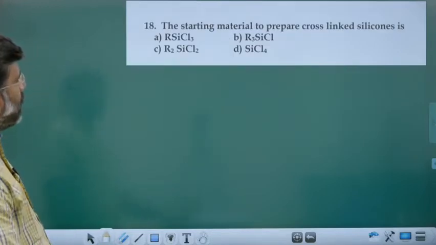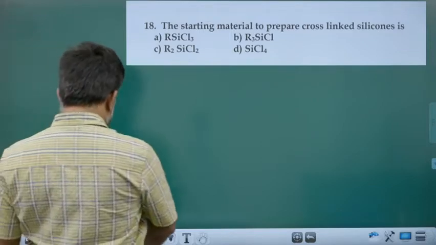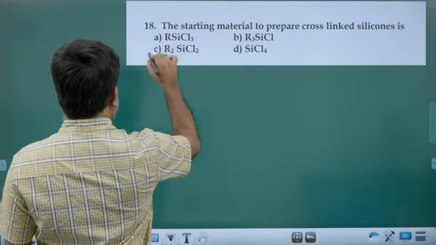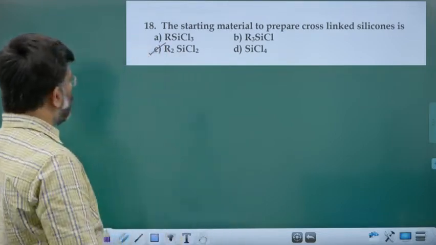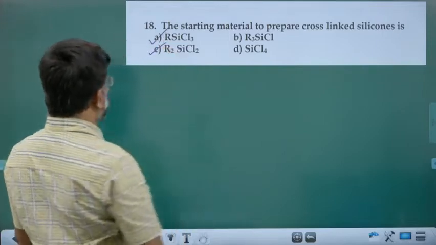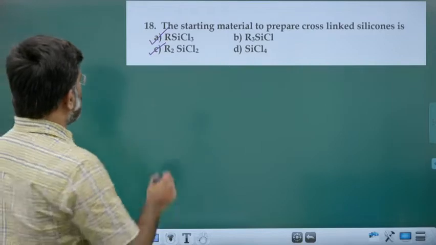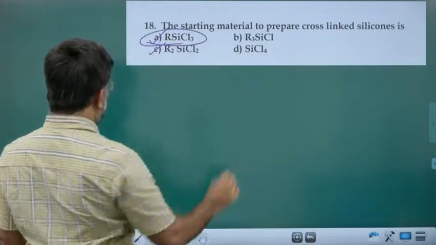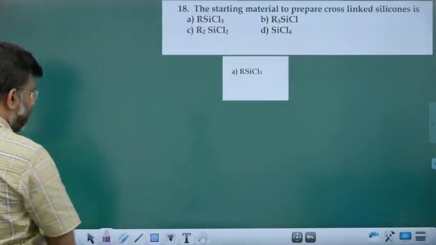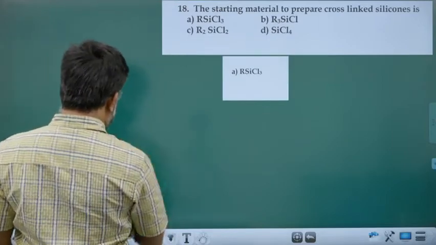the starting material to prepare cross-linked silicones. Linear silicones are produced by option C, R2SiCl2, whereas cross-linked polymers you can get by using RSiCl3. RSiCl3 can give you a cross-linked polymer. Answer is option A. RSiCl3 can give you that.